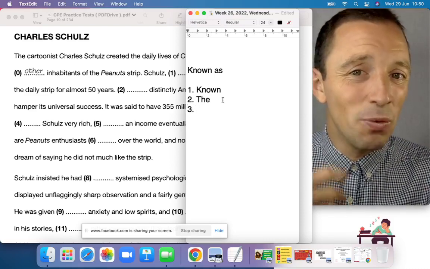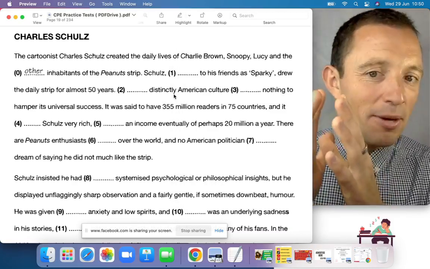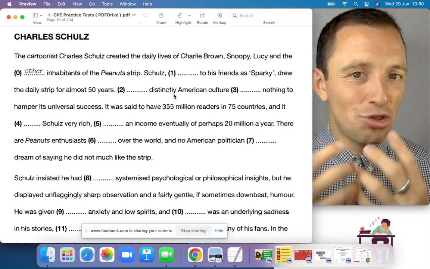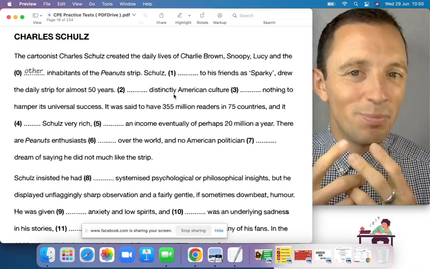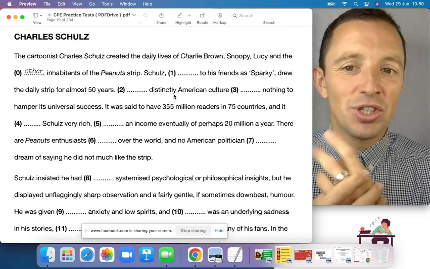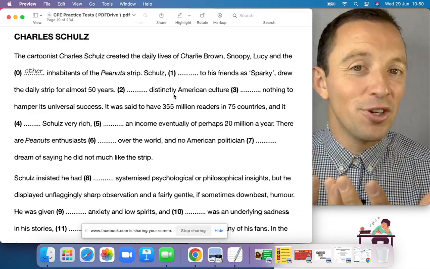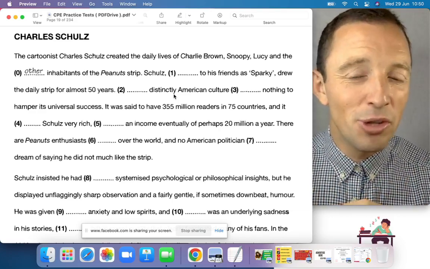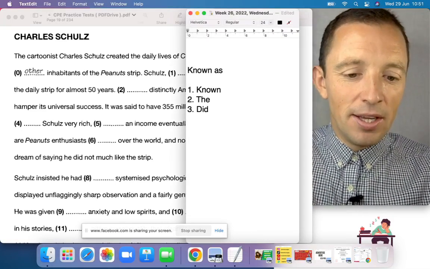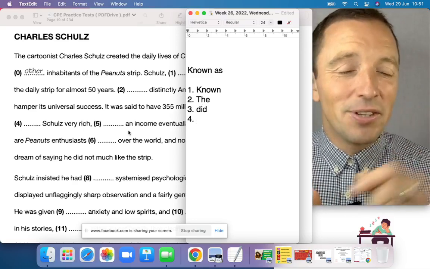And you can see again, we have very basic words as the answer. So the distinctively American culture in the past did nothing to restrict. So for me, number three is "did nothing in the past to hamper". So there was no negative impact on the success in relation to the American culture of this cartoon. So for me, number three is "did". Very, very clearly, just "did". Obviously in a small letter, but I don't think it matters too much because all your answers are capital letters in the exam.